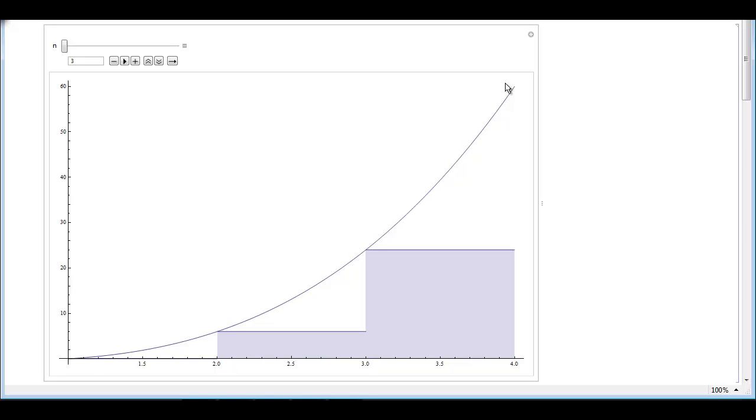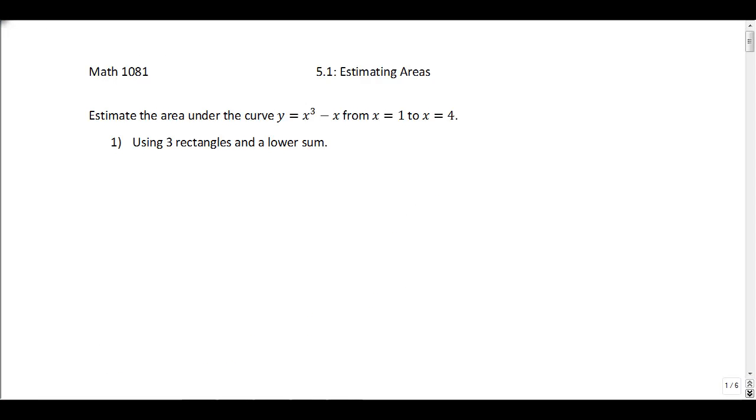And what we're going to do is take a rectangle from x equals 1 to 2. The height is going to be the lowest value of the function on that interval. Note our function is x cubed minus x. So if you did 1 cubed minus 1, that gives you 1 minus 1, that gives you 0. So our initial height is 0 here.